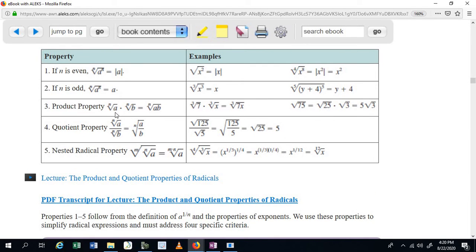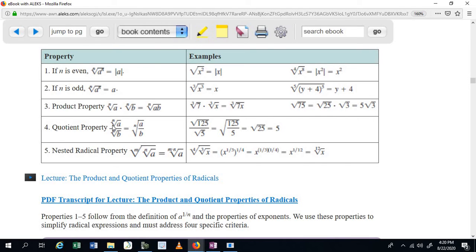All right, so the third property says the nth root of a times the nth root of b is the same as the nth root of a times b. So it doesn't really matter what order you do this in. You can take the nth root of both of these first and then multiply them, or you can multiply a and b together first and then simply take the nth root of that number.